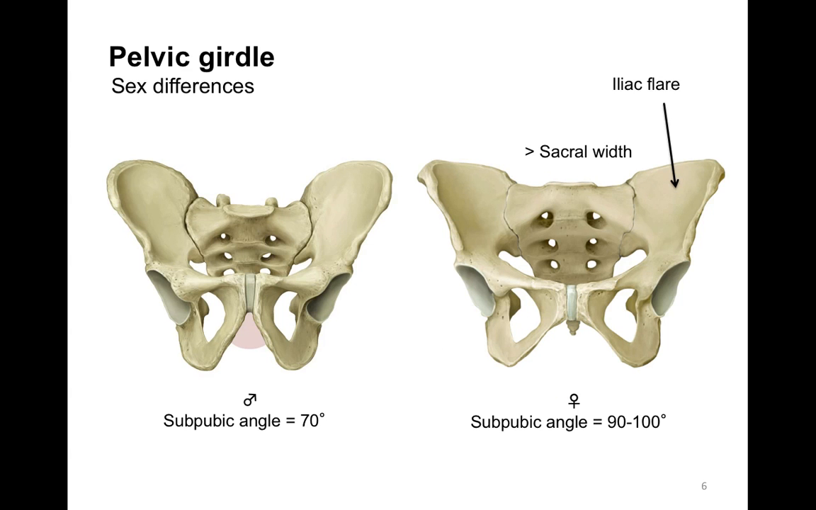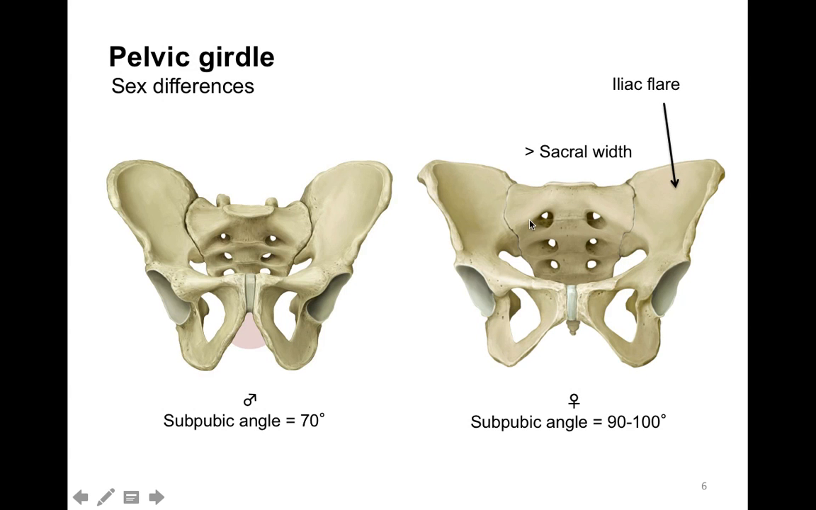Now, the pelvic girdle has different anatomy between the two sexes, and I'd like to review those differences with you now. On the left, we have the male pelvis, and on the right, we have the female pelvis. The subpubic angle of the male is around 70 degrees. And by subpubic angle, I mean this angle here formed by the inferior pubic rami. Compare that with the much larger subpubic angle of the female pelvic girdle, which is around 90 to 100 degrees.